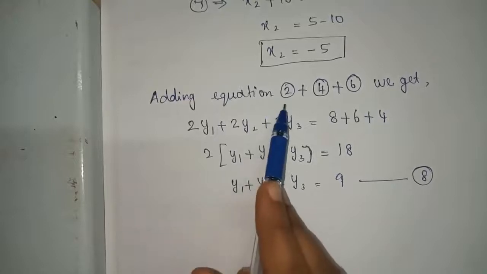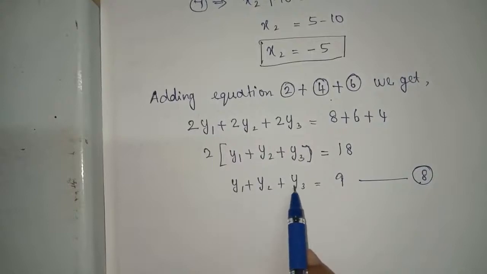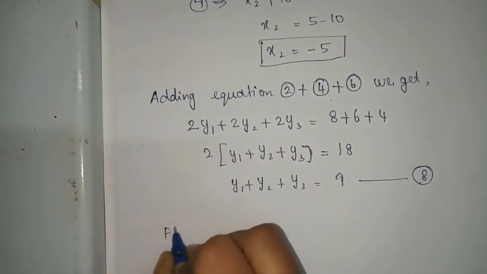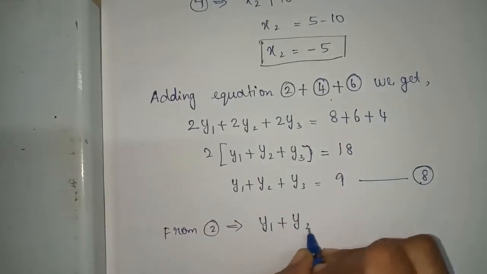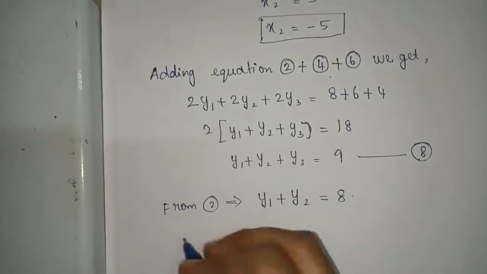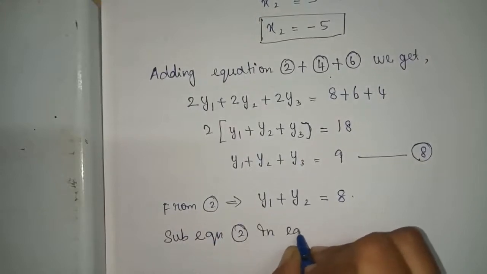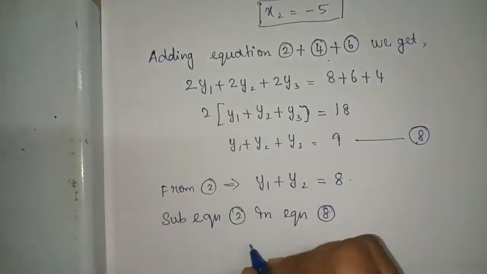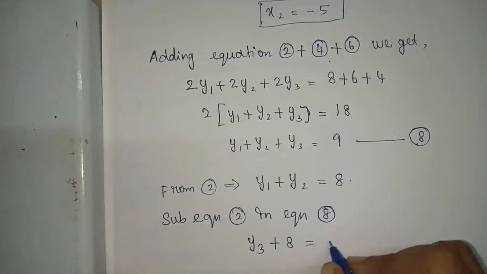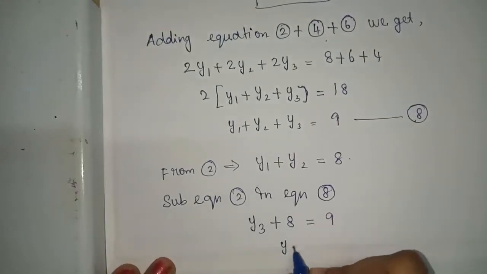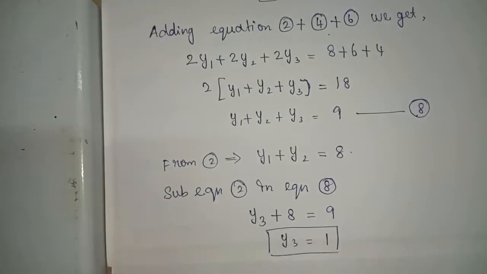So substitute equation 2, equation 4, equation 6 in equation 8. You get the values of y1, y2 and y3. From equation 2, the second equation is y1 plus y2 is equal to 8. So substitute equation 2 in equation 8. You get y3 plus 8 is equal to 9. So y3 is equal to 9 minus 8, which is 1. So the value of y3 is 1.